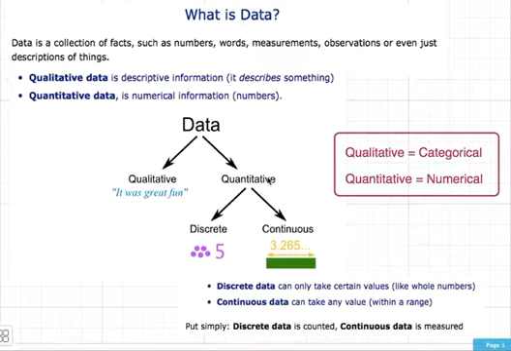Okay, so we're going to have a quick look at data and what data is and how to describe it. Now, data helps us just to understand the world, so it can be a collection of facts or numbers or words or anything that tells us about something or someone. Now, there's two types of data you can have.